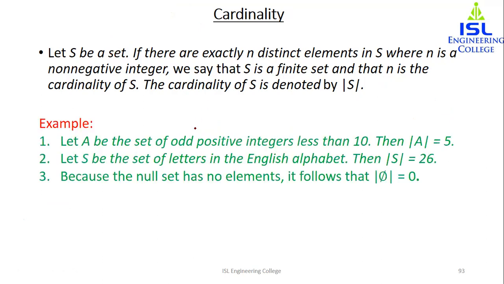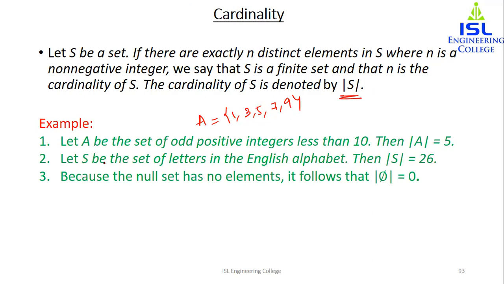Let A be the set of odd positive integers less than 10. So if you know odd positive integers less than 10, then A will be 1, 3, 5, 7, 9. How many elements are there? 5. And since you know the symbol is this, so |A| is equal to 5. The cardinality of A is 5.